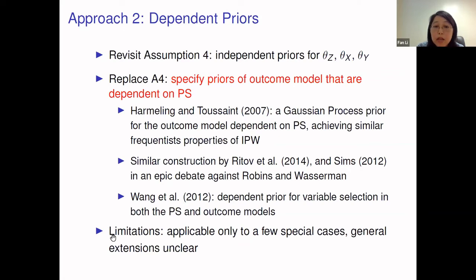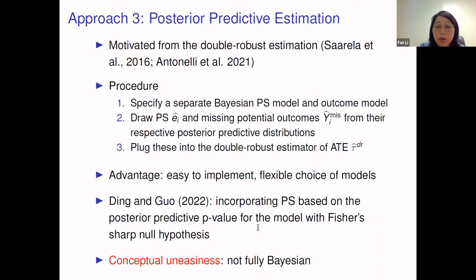So you can view this as full Bayesian, but they use dependent priors. The limitation of this is that it's applicable only to a few special cases. It's very hard to design those priors that are dependent and have good frequentist properties. So it's only applied to a few special cases. It's generally not very useful. It is very nice conceptually, but practically, I just don't see how this can be applied.